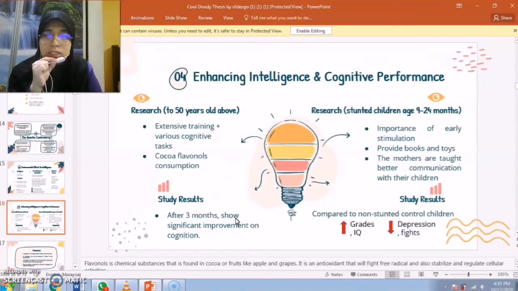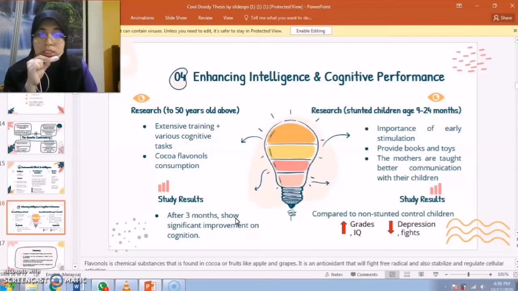And the last one is enhancing intelligence and cognitive performance. There are two studies about this. The first one is a study of people aged 50 years and above. They were given extensive training plus various cognitive tasks. Also, they had to consume cocoa flavanols as an extra nutrient supplement. The study results after 3 months show significant improvement in cognition.